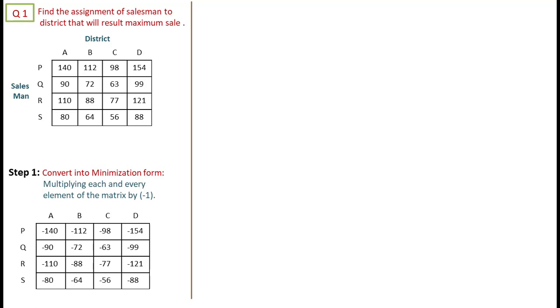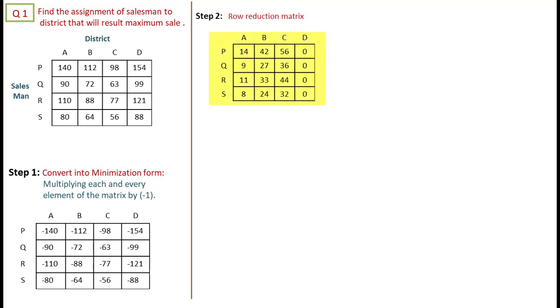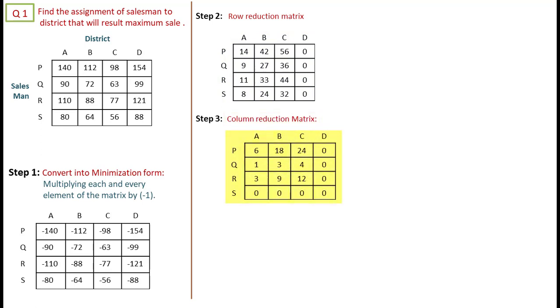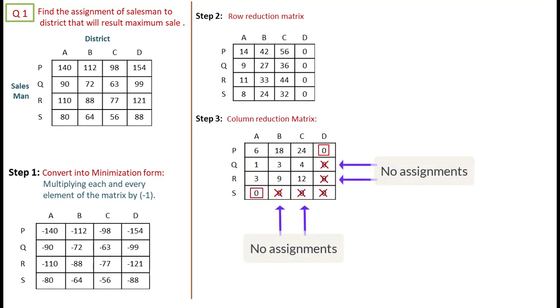As we already discussed the Hungarian method in the previous lecture, we can apply it in the same way. Now, the second step is row reduction. After applying the row reduction operation, we get the matrix. The third step is column reduction. After applying the column operation, we get the matrix. Now we make an assignment. Since every row and column does not have an assignment, we draw the minimum number of lines to cover all zeros.